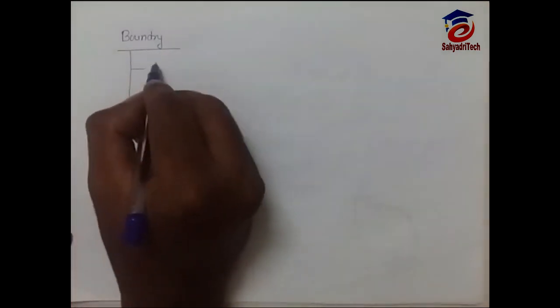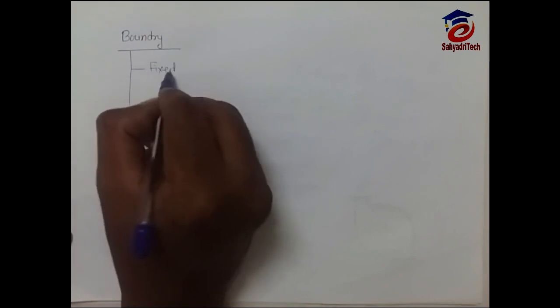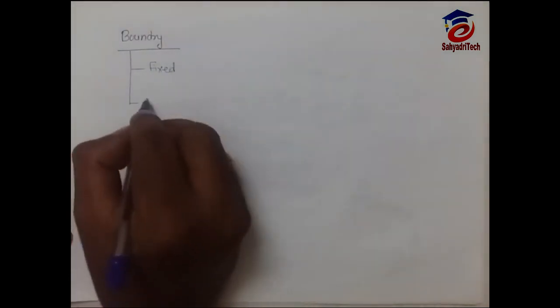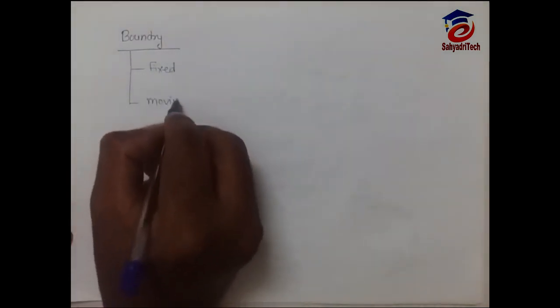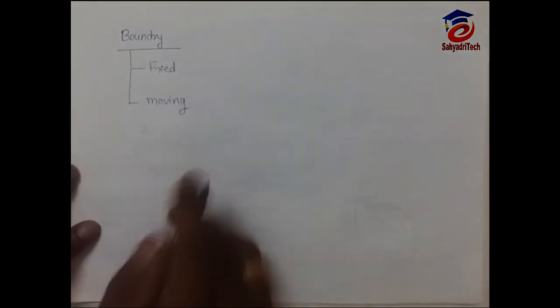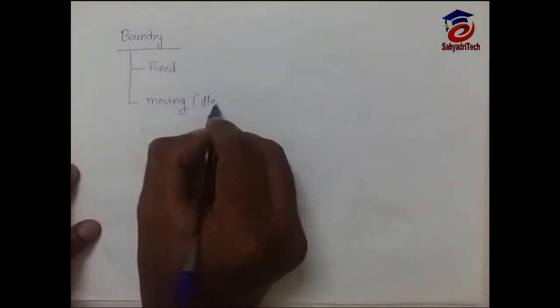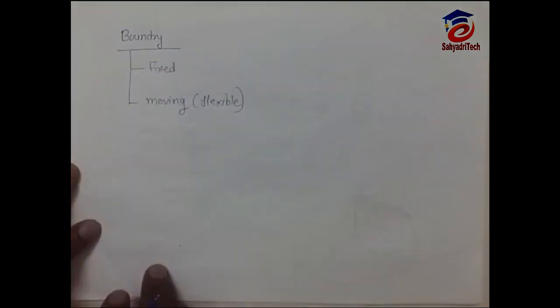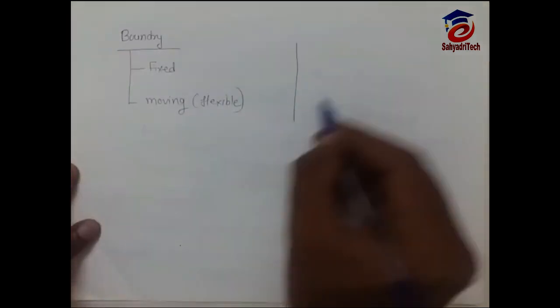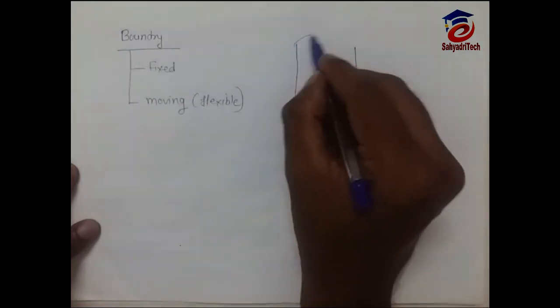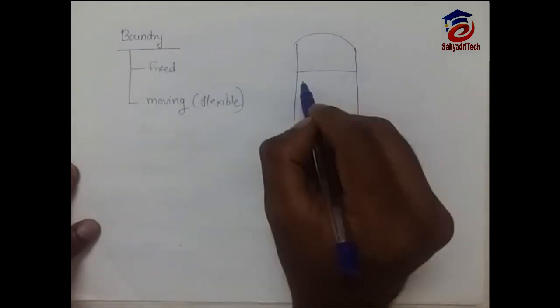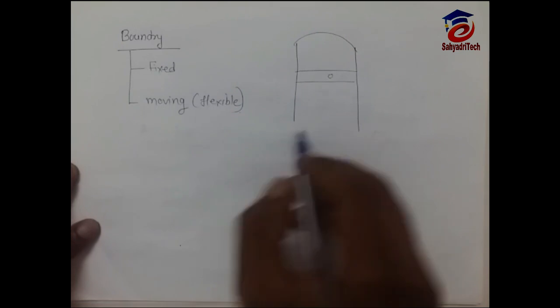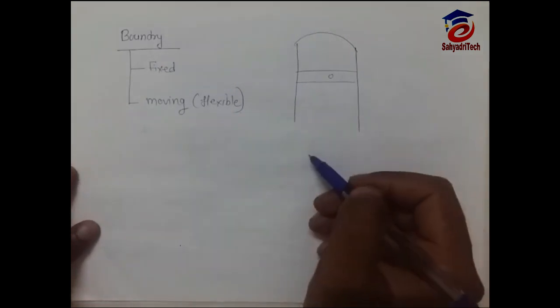Boundary is of two types: fixed boundary or moving boundary. We also call it flexible boundary. When we say fixed boundary, again come to our example, the cylinder piston example. Now you tell me which type of boundary it is.